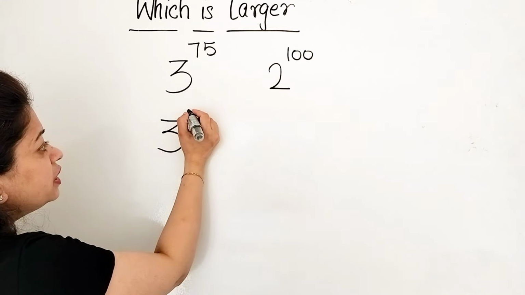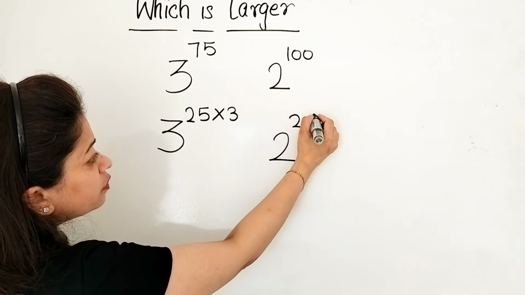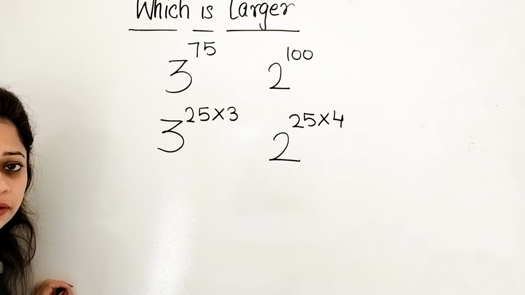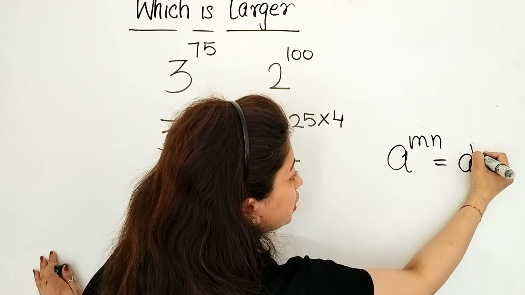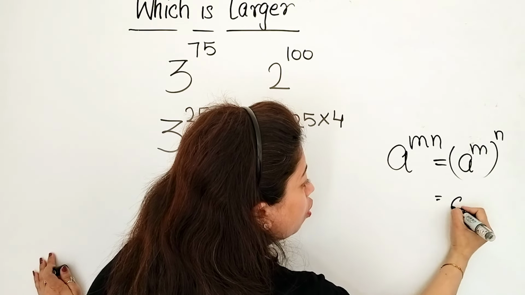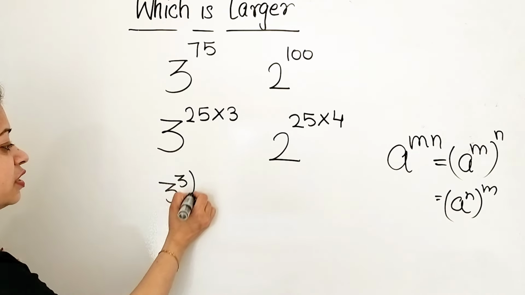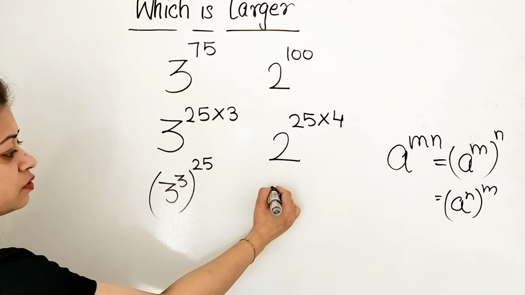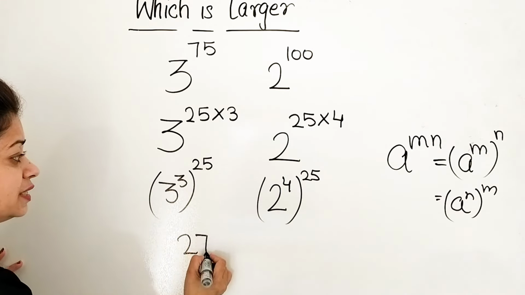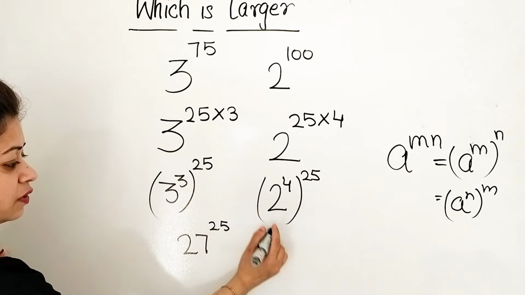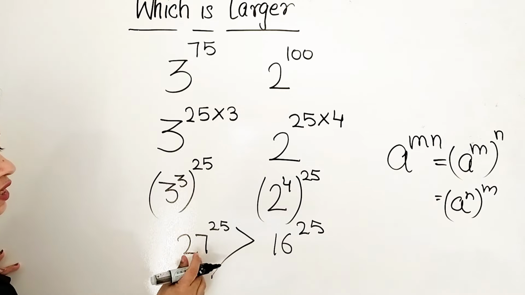Yes. This 75 can be written as 25 times 3 and this 100 can be written as 25 times 4, right? a raised to power mn can be written as (a raised to power m) raised to power n, or (a raised to power n) raised to power m, right? So can I write this as (3 raised to power 3) raised to power 25 and (2 raised to power 4) raised to power 25? This is nothing but 27 raised to power 25, and this is 16 raised to power 25, right? So this one is actually greater.